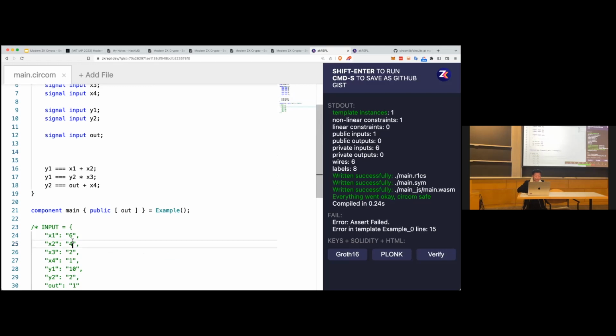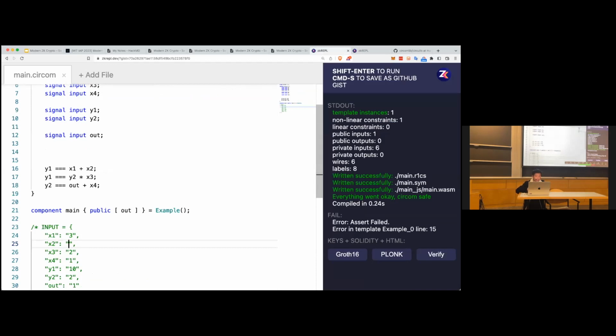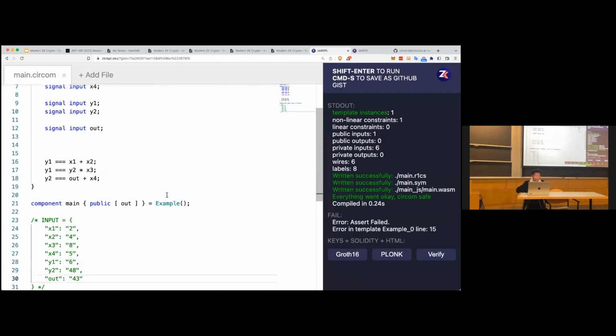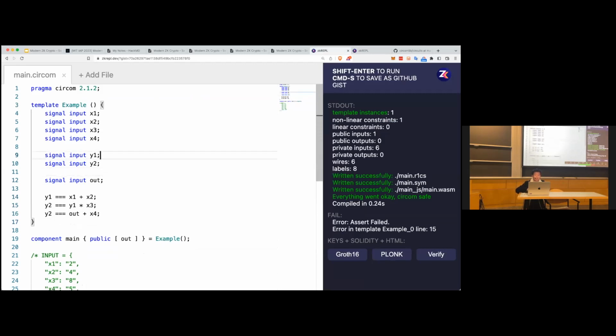I'm going to go back to the example where we had some toy values here, so we can go through this step by step: 2, 4, 8, 5. The way I can specify that I don't want the user to have to specify some variables, and I want Circom to provide a default value at proving time, is I just delete the input keyword. I just declare these as signals. These are then interpreted as intermediate signals whose values should be auto-generated by Circom at proving time.